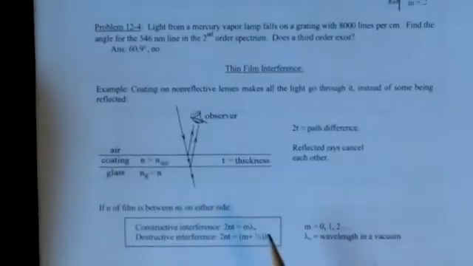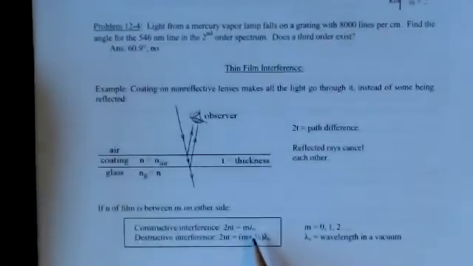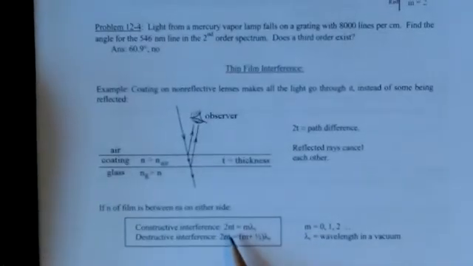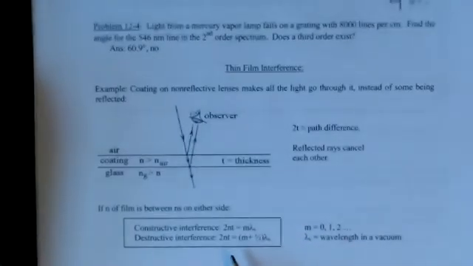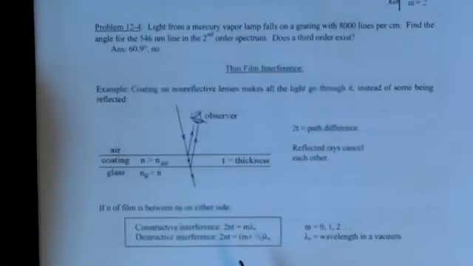So in this case, if 2t is equal to a whole number of wavelengths, that would give you constructive interference. But you say, I see an n. Why is there an n cluttering up the formula? Well, as it explains on the next page, the wavelength of light changes when it crosses over from one material into another.